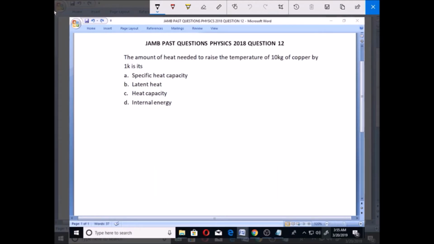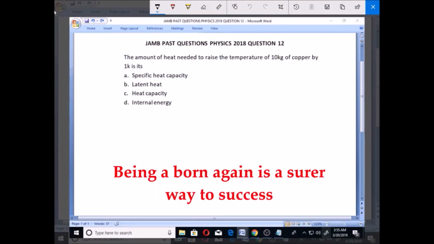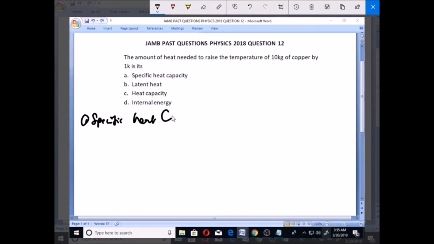Now, for us to be able to appreciate this question very well, we need to know the definition of these various terms. And we're going to start with number 1, which is specific heat capacity. Whenever you hear the word specific, you're considering 1 kilogram. Here we have 10 kilogram, and even if we have 1 kilogram, we know we are talking about specific heat. So this definition still holds true for specific heat, but in this case we're having 1 kg.